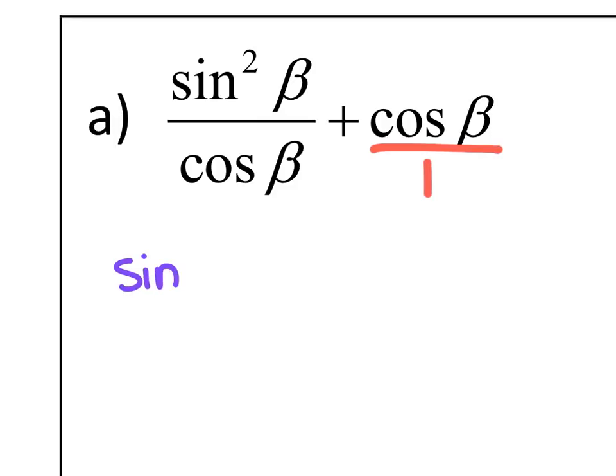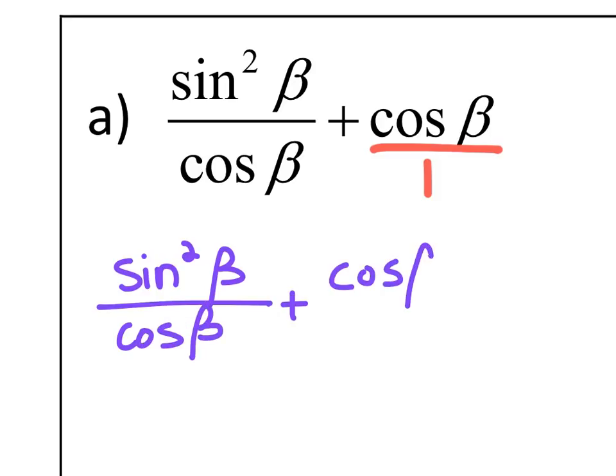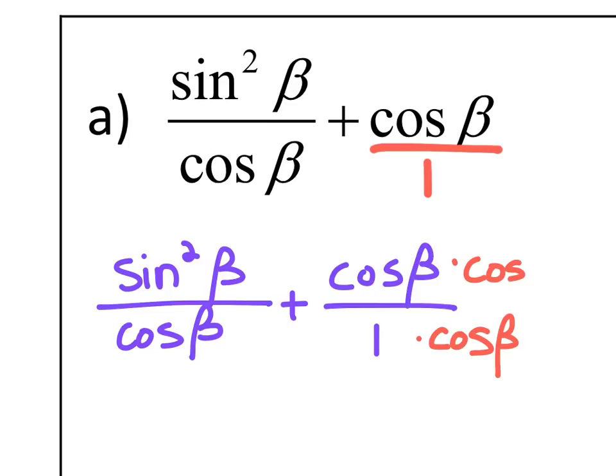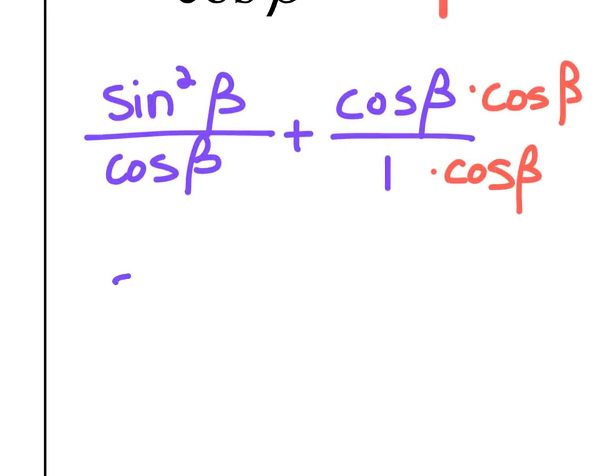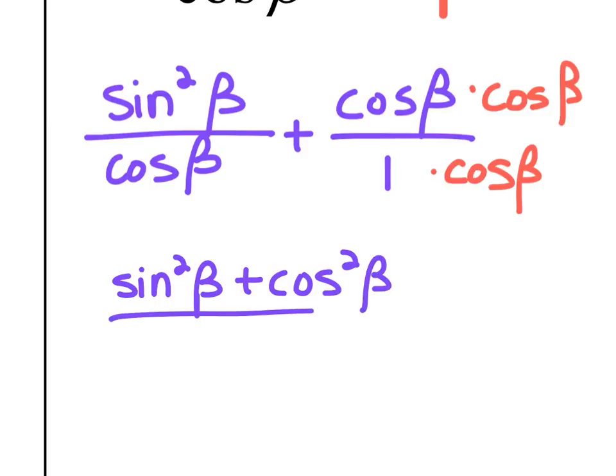So the thinking here, sine squared of beta over cosine of beta plus cosine of beta over 1, and then I'm going to multiply this by cosine of beta. And if I do that in the denominator, I also have to do that in the numerator. And when I do that, now I'm going to have sine squared of beta plus cosine squared of beta all over cosine of beta.